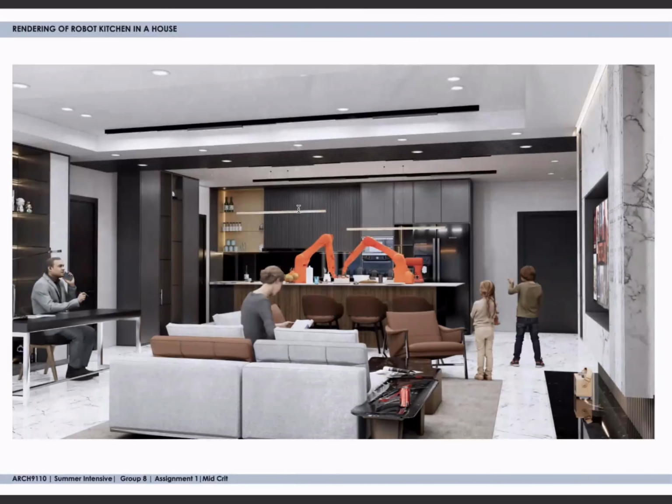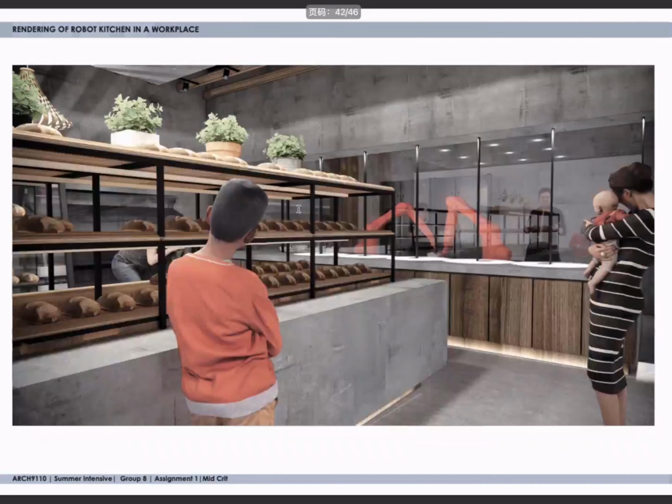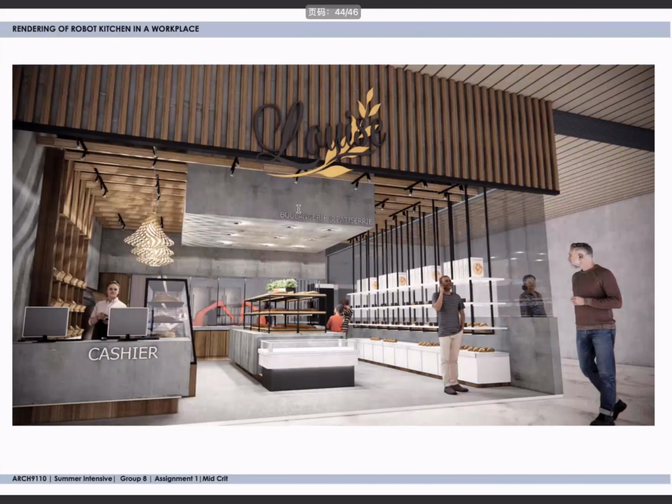Okay, this part is about rendering. I've rendered it in 2 different places. One is in the house, where you can see the family members doing their own things and the robot is working. Another place is a shop, or we can call it a cake store. You can see the people are all very interested in the fantastic robot arm.